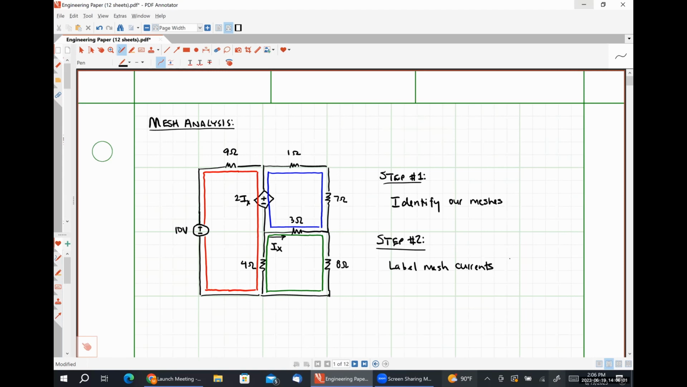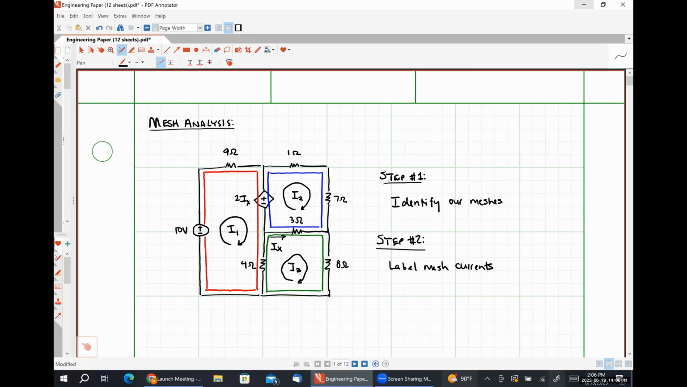But I truly believe that you will get the best results from this analysis procedure if you choose one particular direction for all of your mesh currents, either clockwise or counterclockwise. So I'm going to choose clockwise, and I'm going to indicate that by drawing this little loop thing here. So this is just telling me what direction I assume this mesh current is flowing. I'm going to call this mesh current I1. I'm going to do the same thing here. Let's call this mesh current I2 and this mesh current I3.